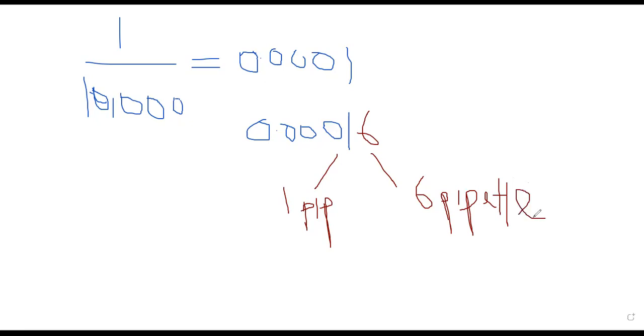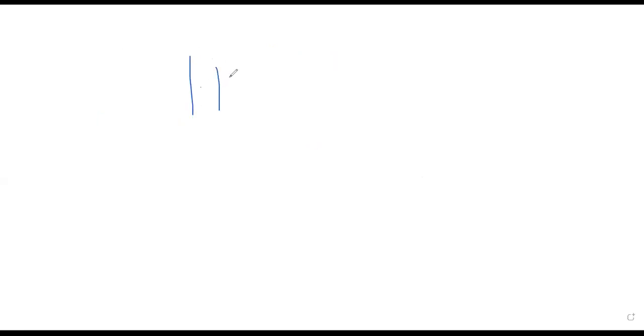Now, I need you all to listen carefully. 1 pip is exactly where we make our calculations. What I mean is, let's say you have a very simple exchange rate, and the exchange rate is 1.12500.